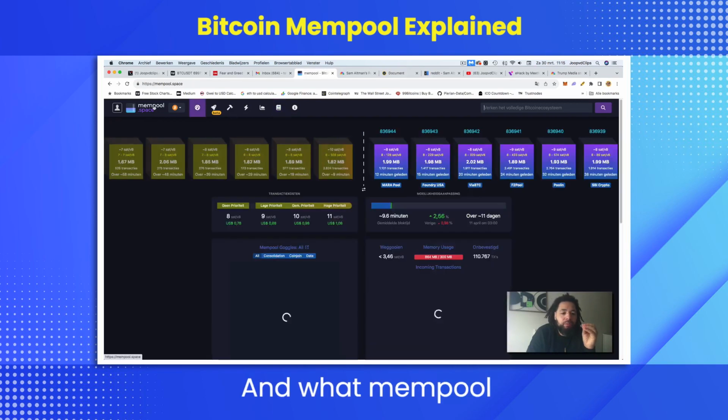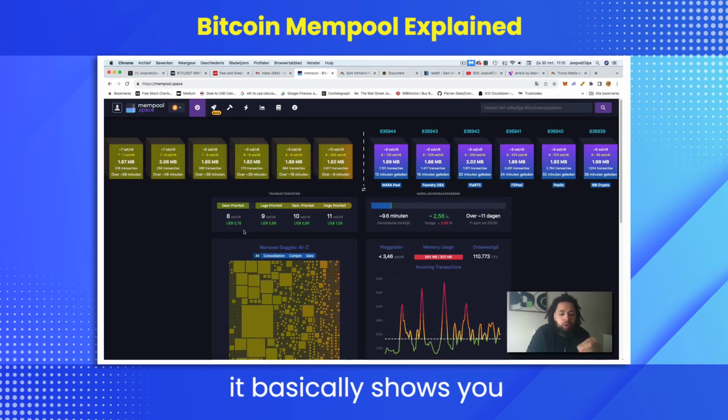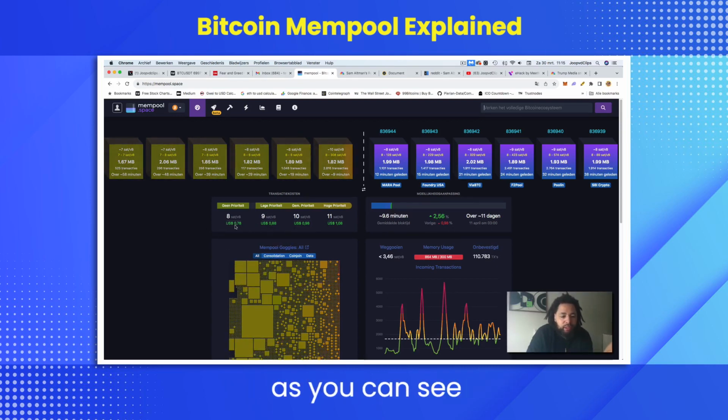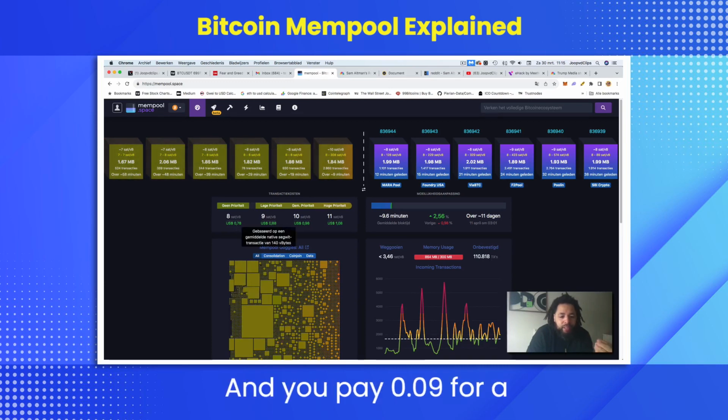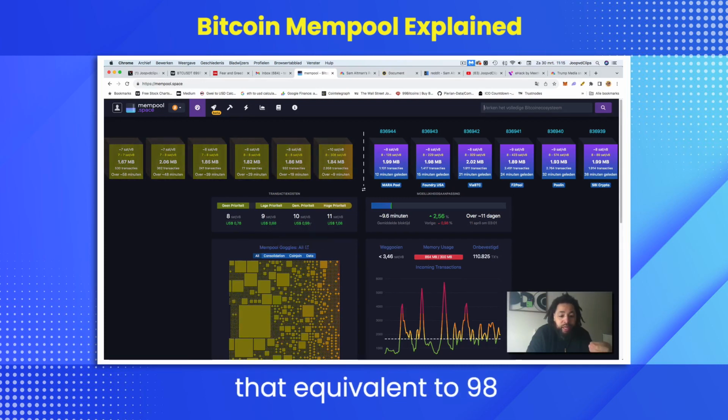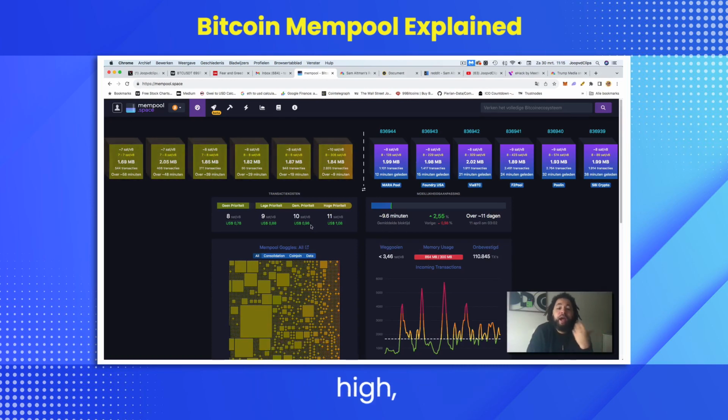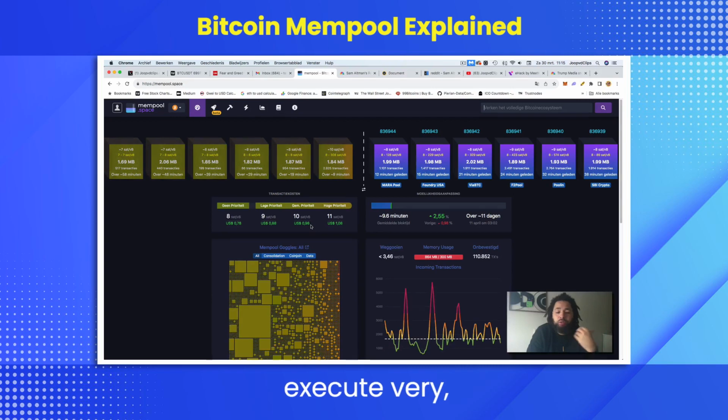And what the mempool basically does is show you what the transaction fee is, how many sats you will pay, and how much that is. So as you can see currently, you pay 8 sats, that's equivalent to $0.78, and you pay 9 cents for a very low priority. You pay 10 sats, that's equivalent to $0.98 for a transaction. And if you want your transaction to go very high, so it will execute very quickly, then you will pay 11 sats, that's equivalent to $1.08.